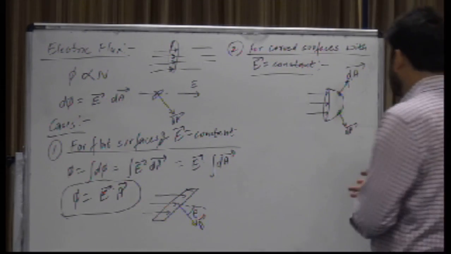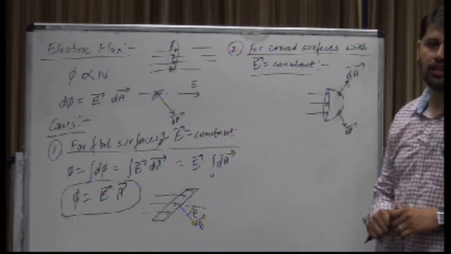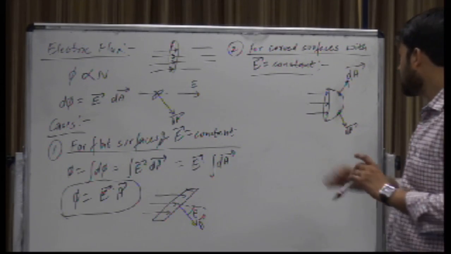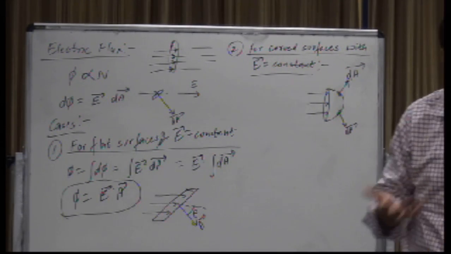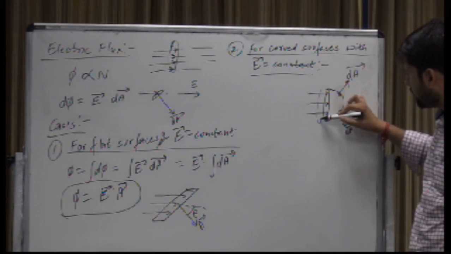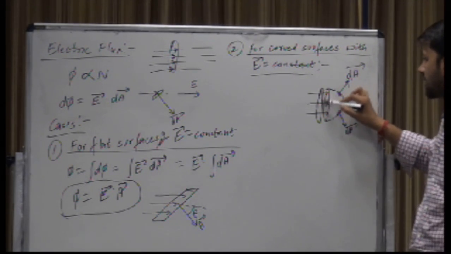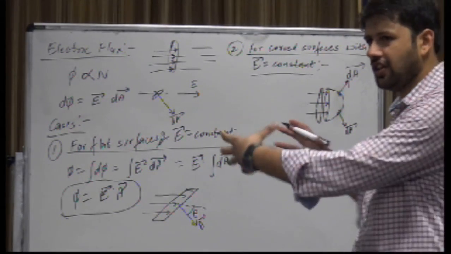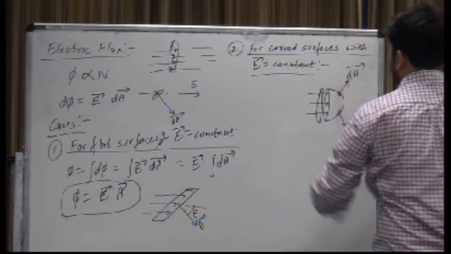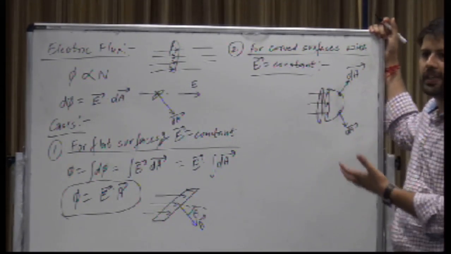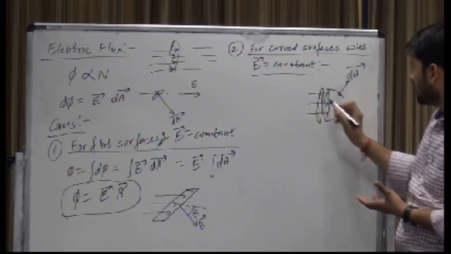You cannot find flux using this. In which direction would you take the area vector? However, this is a hemispherical bowl. So the number of field lines going through it would be as good as those going through this small flat surface. The number of field lines going through the bowl, the hemisphere, would be equal to the number of field lines going through this circular surface, right?